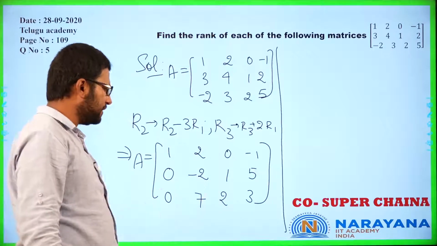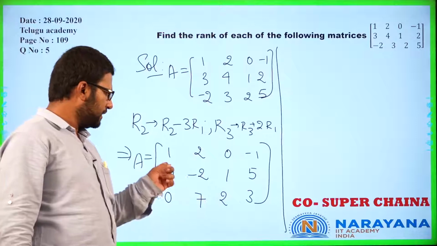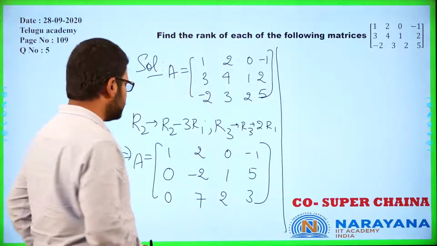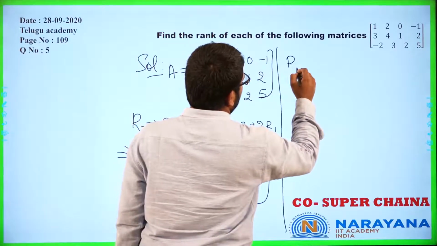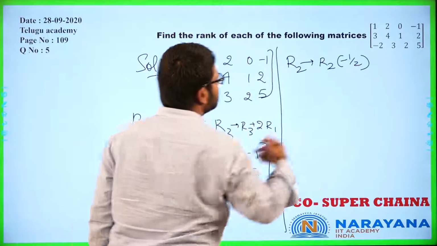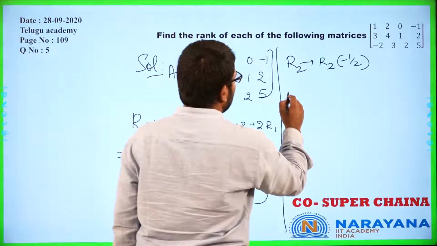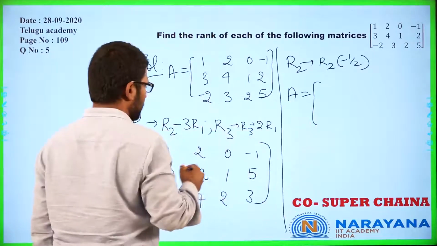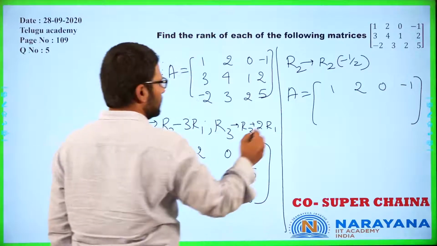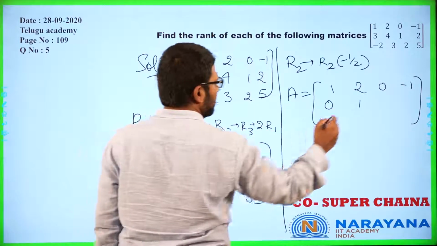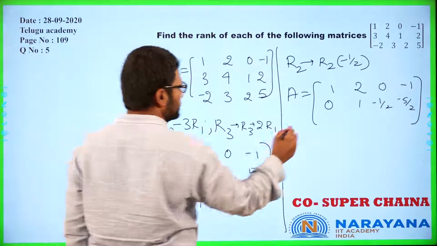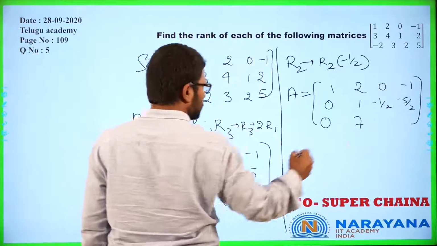Now we need to bring 0 here. For us to bring 0 here, let us make this as 1 and then subtract, right? So R2 goes to R2 into minus half, right? We will have A equal to 1, 2, 0, minus 1, 0, 1, minus half and minus 5 by 2, and this of course, 0, 7, 2, 3, will remain as it is.